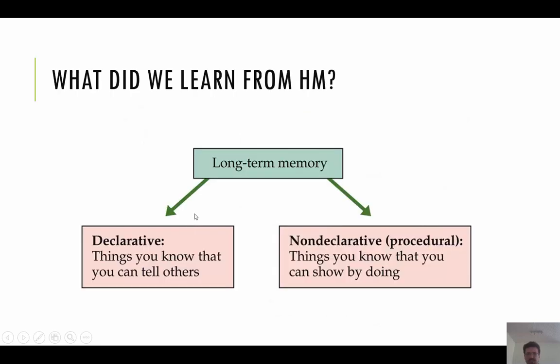And so we learned from HM you have two types of memories: declarative memories, things you know that you can tell others, and non-declarative memories, things you know that you can show by doing. Let me say that again. Declarative memories, these are things you know that you can tell others. And non-declarative memories or procedural memories, things you know that you can show by doing.